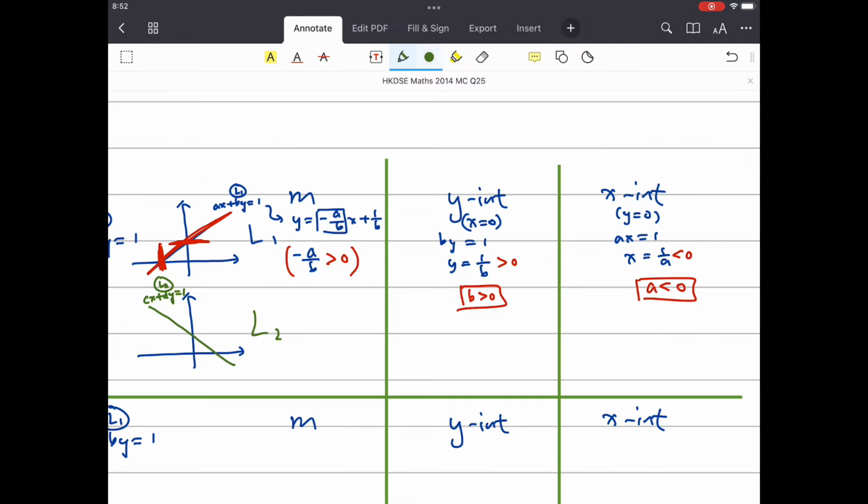We then do something similar for L2. You may pause the video to try by yourself. So for the slope, it is negative c over d, and it is smaller than 0. Once again, we can ignore this expression. For the y-intercept, it is 1 over d, and so we know 1 over d is greater than 0, and so d is greater than 0. For the x-intercept, it is 1 over c, and so it is greater than 0. Therefore, c is greater than 0.